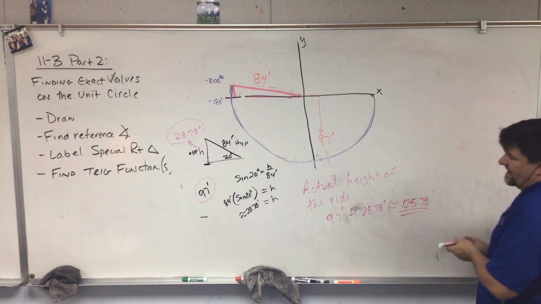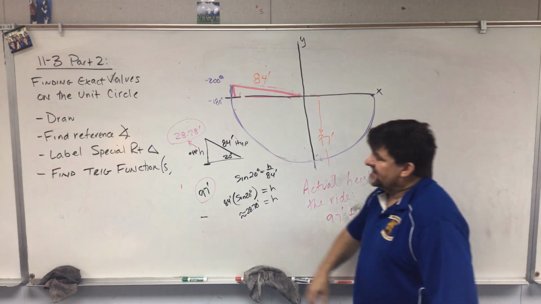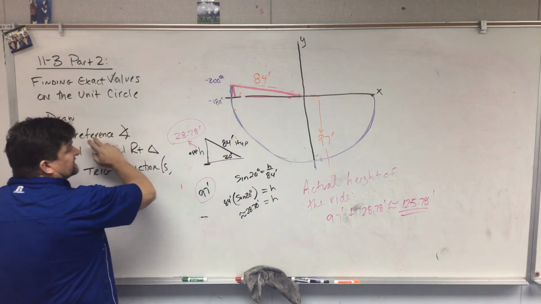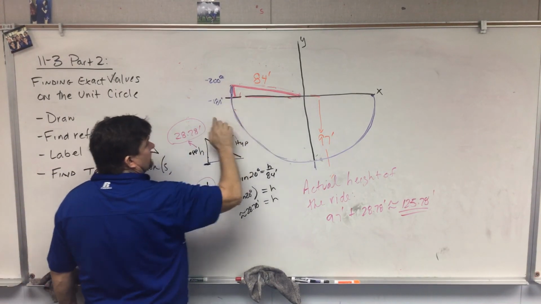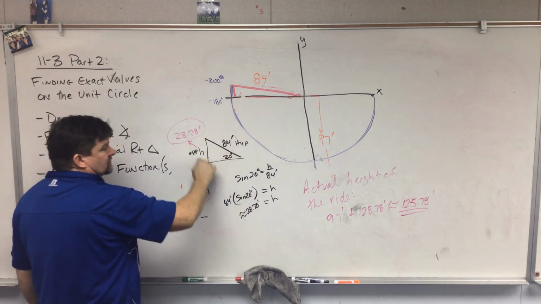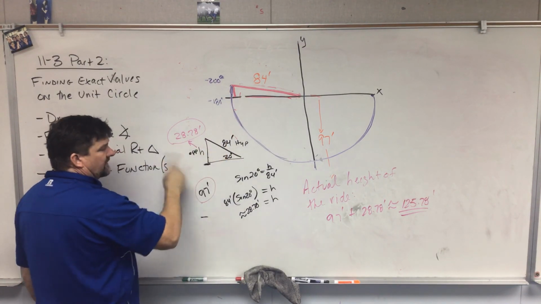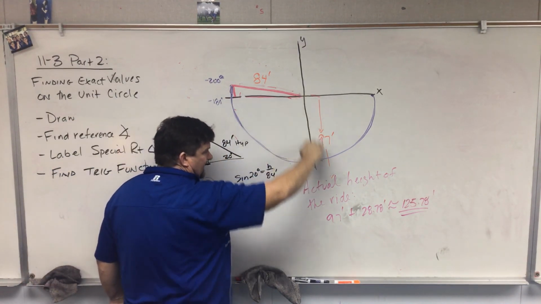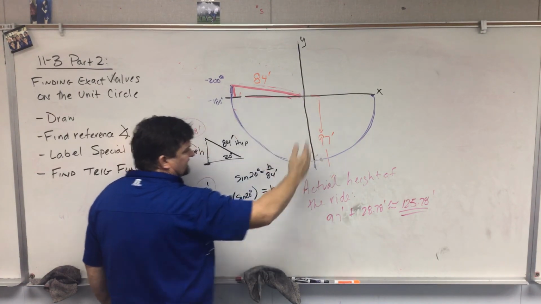All right, guys. So when you're dealing with these, remember, draw it, find the reference angle. I found the reference angle using my swing that they give me. Draw the triangle you're working with, and then the last piece is make sure you understand that there's an original height on some of these.